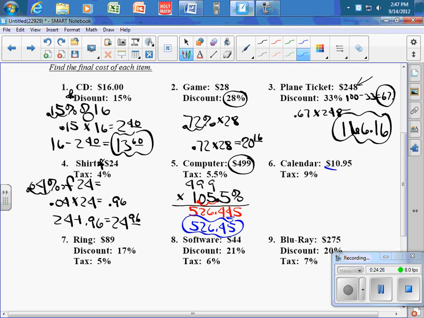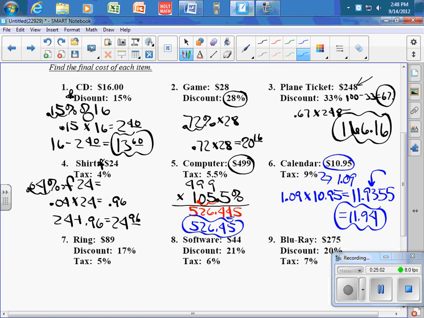We're paying $10.95 for a calendar. With sales tax, that would be 1.09 times 10.95. So 1.09 times 10.95 would be what? Plugging that into your calculator, you'll get 11.9355. Again, we're rounding off to the nearest penny, so that would be 11.94.